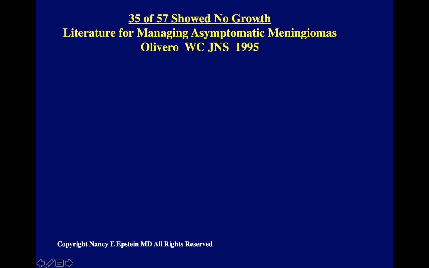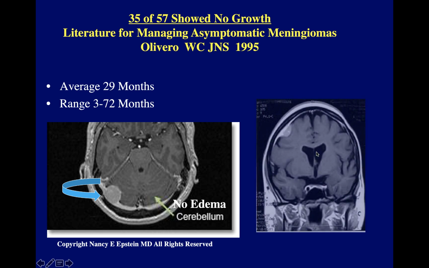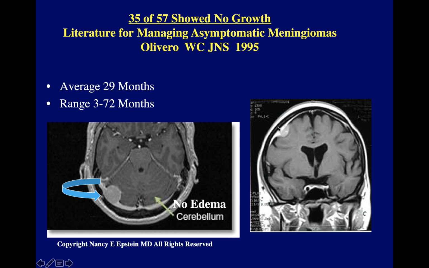35 of 57 patients in this series showed no growth of the tumor over an average of 29 months. The range was 3 to 72 months. And here is an example of an incidental right cerebellar tumor. Again, there is no edema associated with this lesion. Here is an example of a right parasagittal posterior frontal to parietal lesion that shows no edema, but it's just incidentally located.